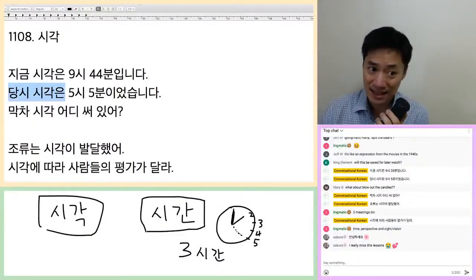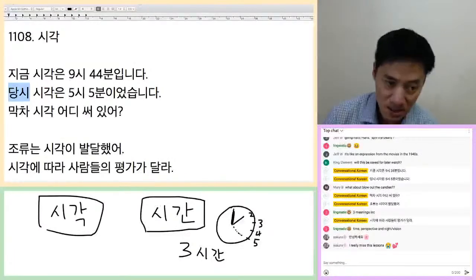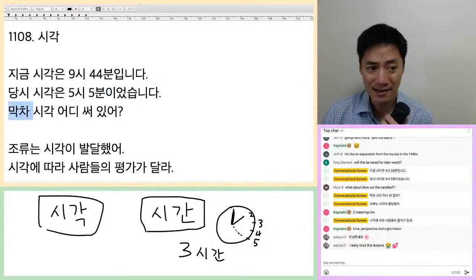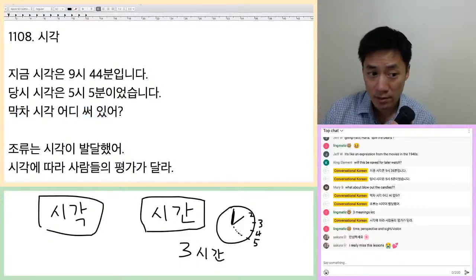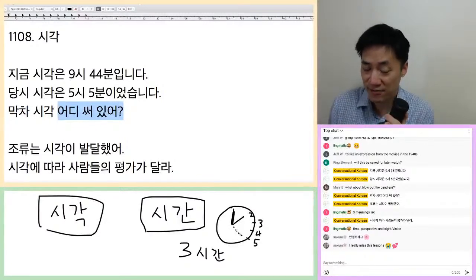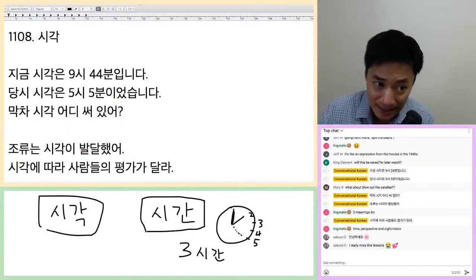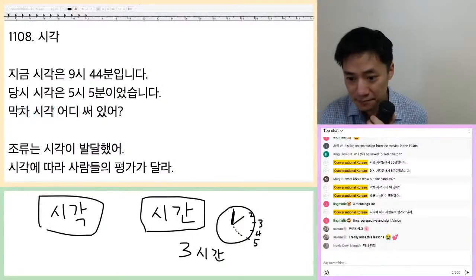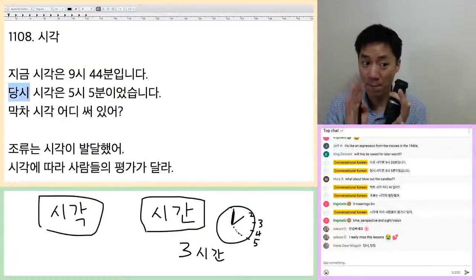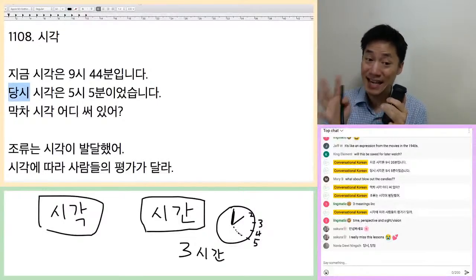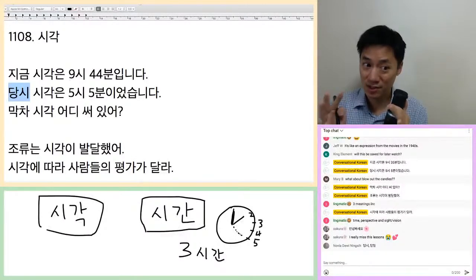So 당시 시각, the time of that moment, is 5:05. It was 5:05. And 막차, last train or last bus. 써 있다, written. Hey, where is the last train time written? It should be written somewhere, but I can't find it. Where is it? No. 막차 시각, time of the last train, time of the last bus. So 시각. 당시, the time of that moment we are talking about. And 당일, the day that we are talking about. 당일.